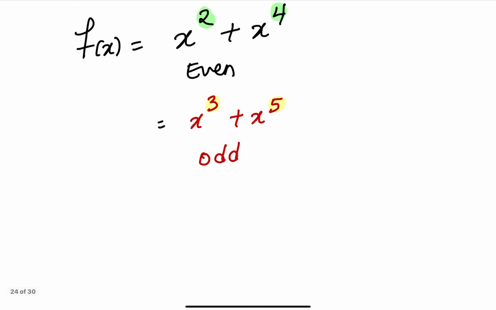Let's take another example. Now you should be coming up with examples too. Let me make this a little bit darker. I have x squared plus x cubed. So one is even, one is odd, so the function is neither.